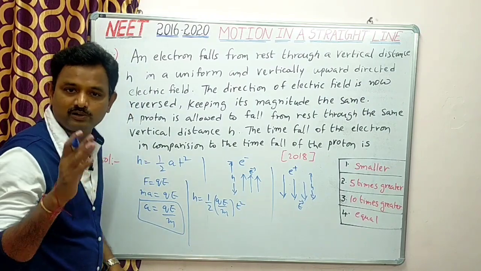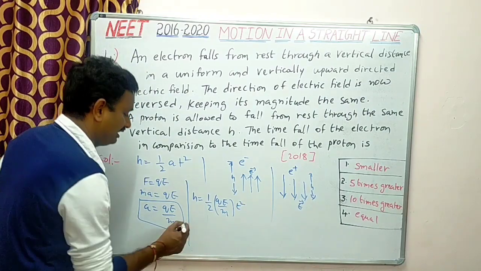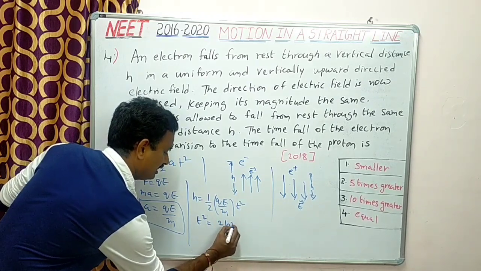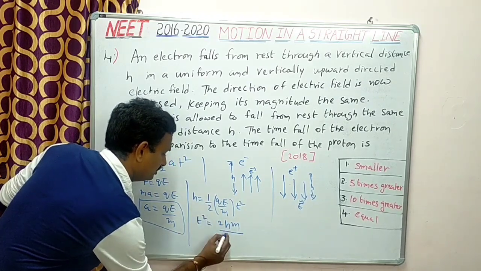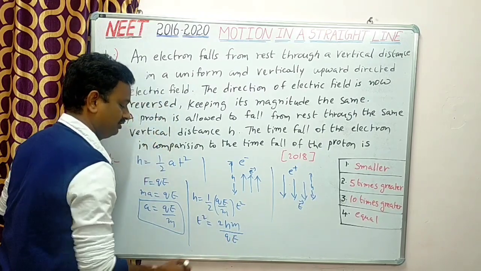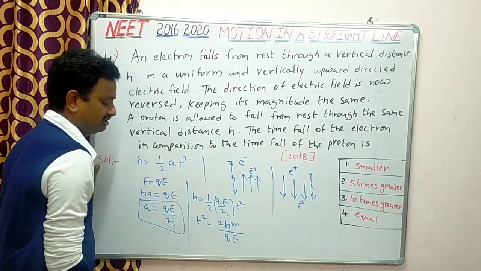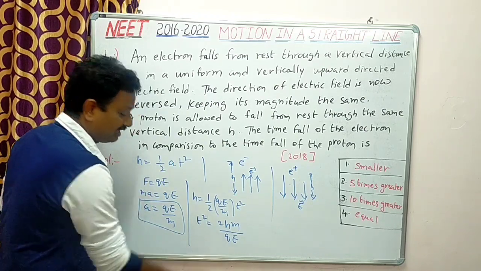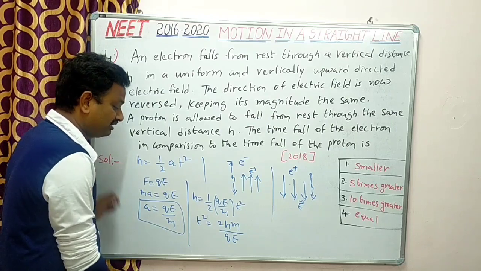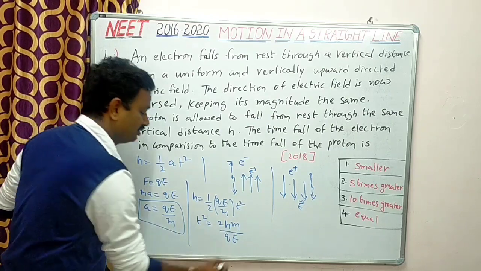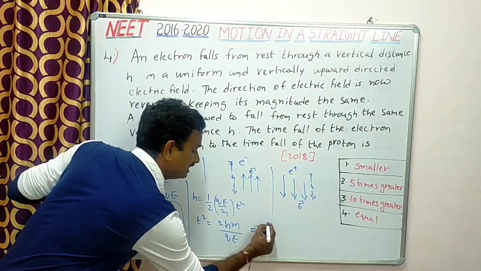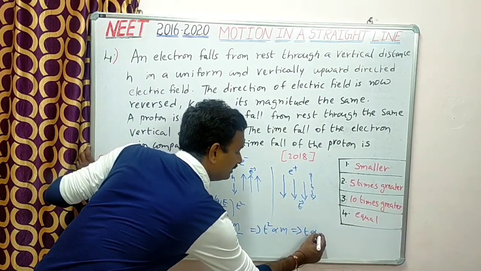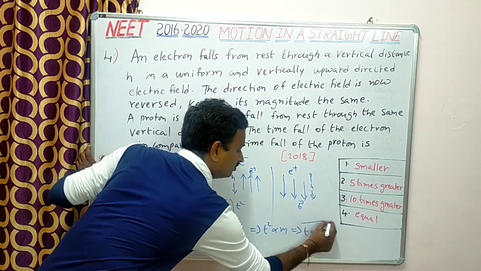Now I will write in terms of t. Look at here. Now t square equal to 2hm by qE. Okay. So here if you see, height is constant, charge of both electron and proton is constant, and the electric field is also constant. So what is variable here? Mass is variable. So from this I can write t square is directly proportional to m. From that, t is directly proportional to root over m.